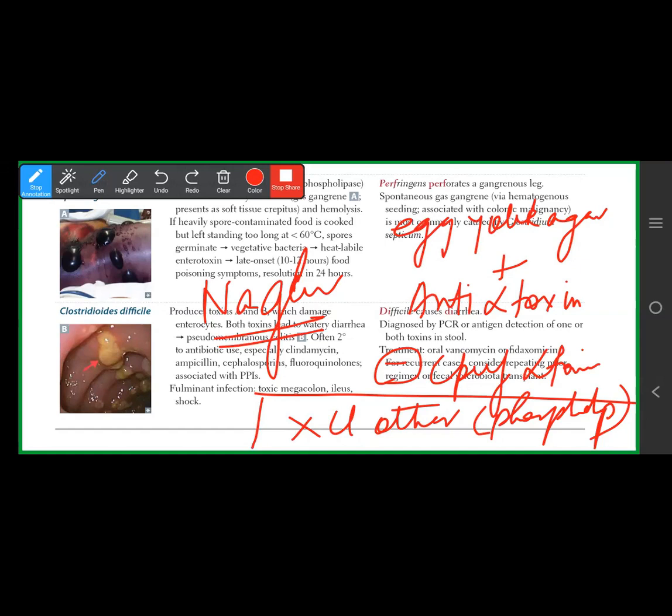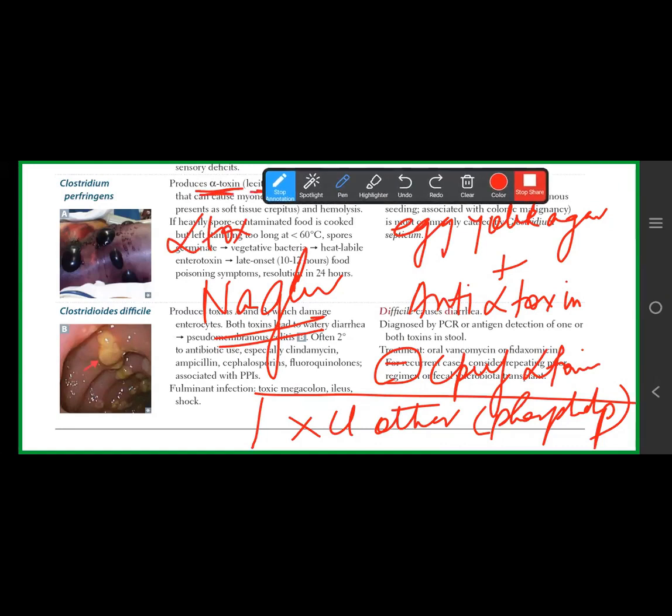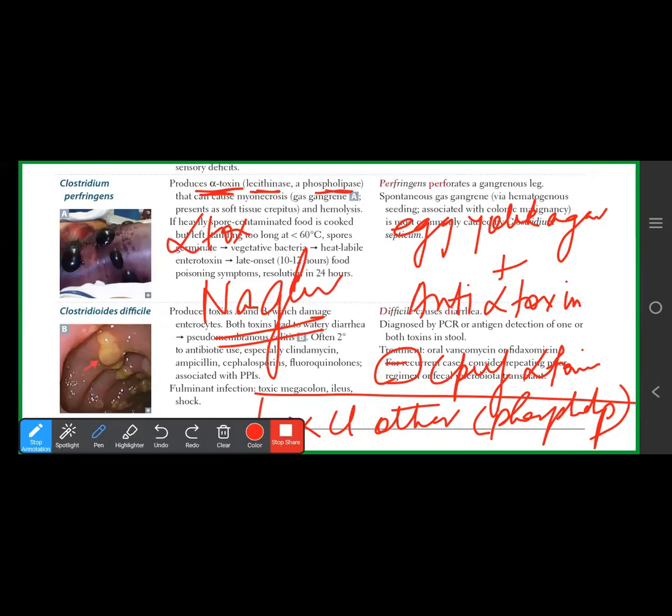I haven't told you about the virulence factor for gas gangrene, right? So the gas gangrene virulence factor is alpha toxin. It's basically a lecithinase, as they have said, with phospholipase activity, phospholipase C activity to be specific. So it's an alpha toxin, a lecithinase with a phospholipase C activity.